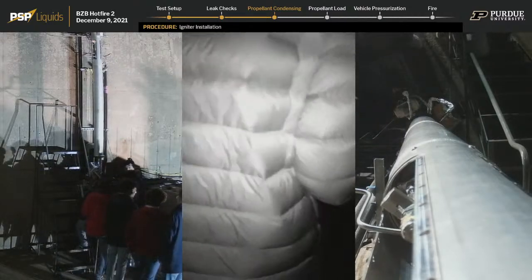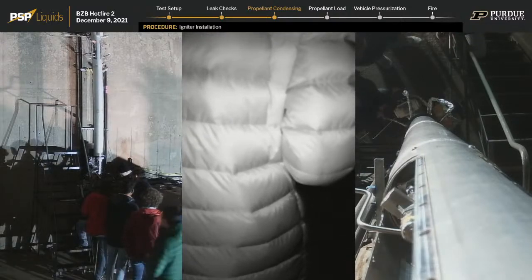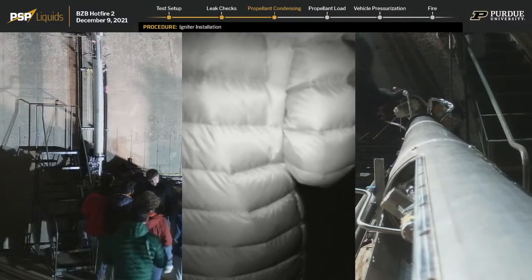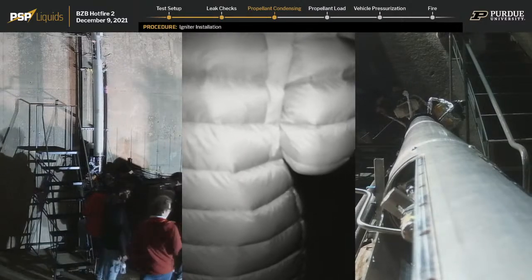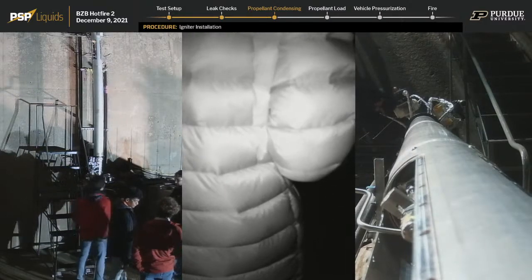If you could see through people, you'd see our igniters being installed right now, and then being clipped into the Wago connections that we use in order to make them easy to both connect and disconnect.